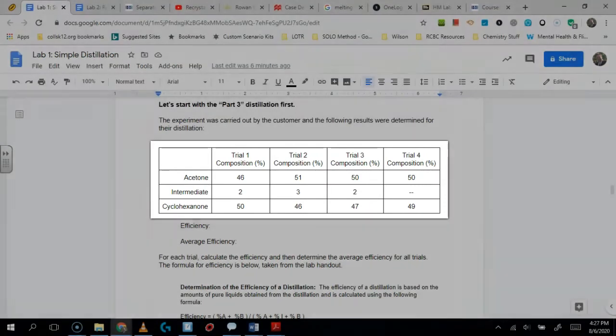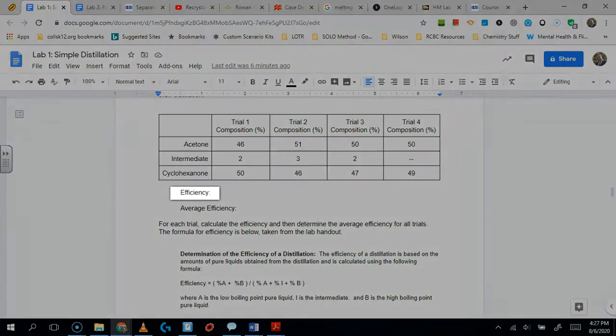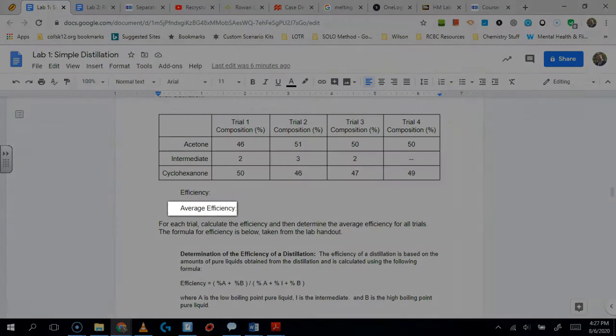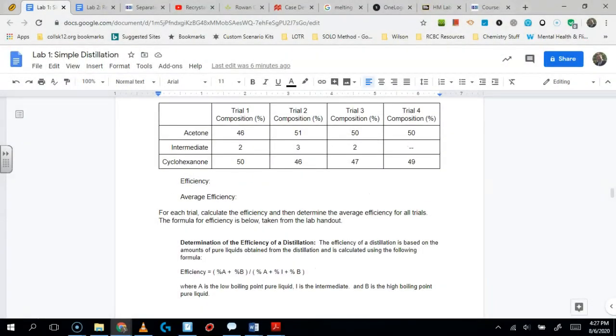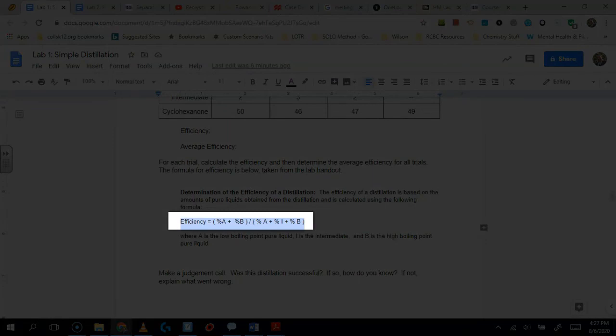Okay, and so one of the things that you can do is you can calculate the efficiency, and then for each trial, notice you can put the efficiency 1, 2, 3, 4 under here, and then you can average each of those efficiencies to determine exactly how efficient everything was. Okay, and so here's the formula for efficiency right here.